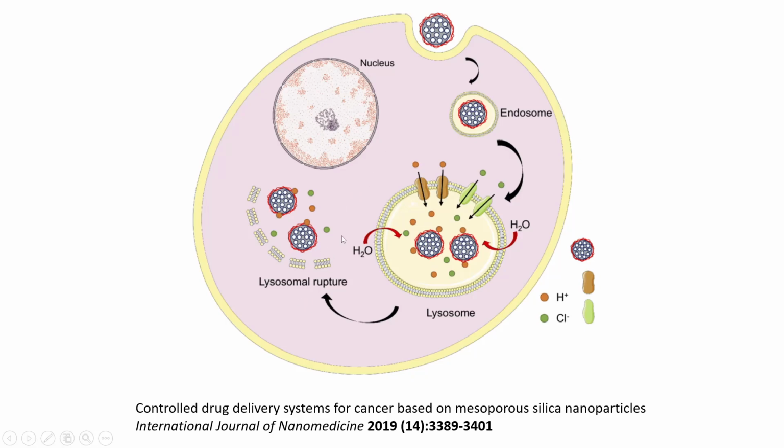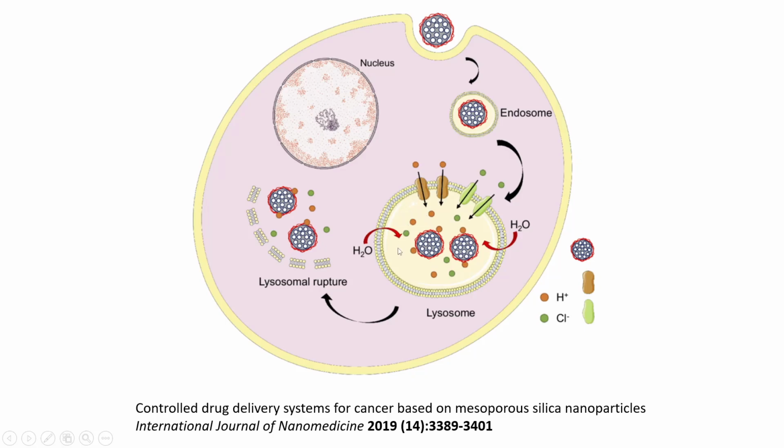So we use something known as the proton sponge effect, in which you design your particle in such a way that it will have secondary and tertiary amines which can sequester H plus ions, the protons. So these amines, whenever they are in an acidic environment, will get protonated, meaning they'll take up all the H plus ions present inside, and form bonds with them.